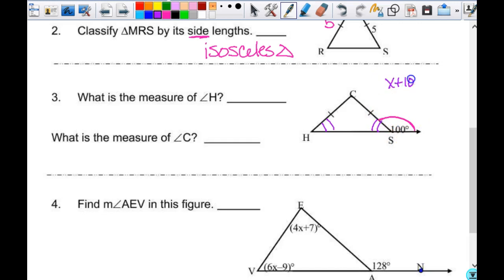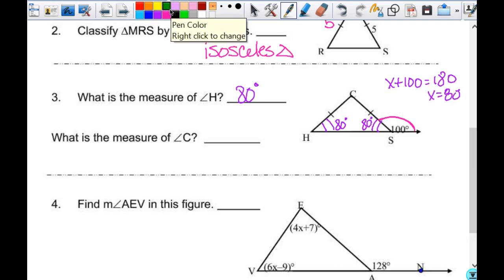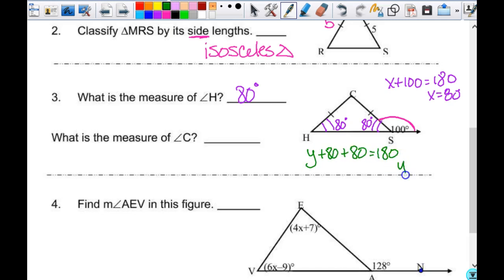So x plus 100 equals 180. So x equals 80. So this is 80 degrees. So is this one. So this is 80 degrees. And then the measure of angle C, we'll call this one y. So y plus 80 equals 180. So that means y plus 160 equals 180. So y equals 20 degrees.